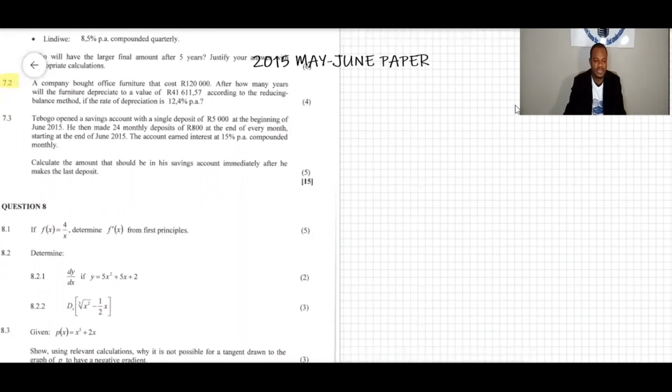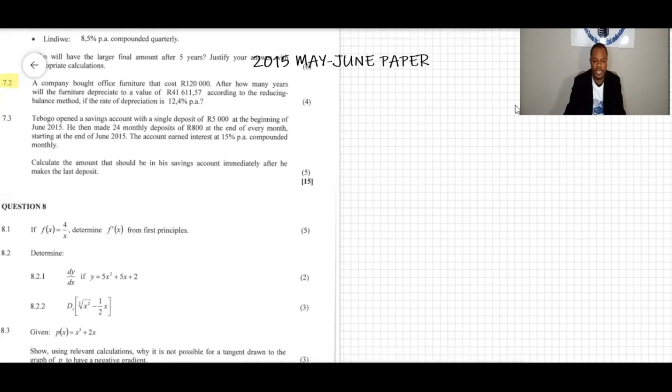Well, the question here, we're doing question 7.2. The question says a company bought office furniture that costs 120,000 rand. After how many years will the furniture depreciate to a value of 41,611.57 according to the reducing balance method, if the rate of depreciation is 12.4% per annum? All right.